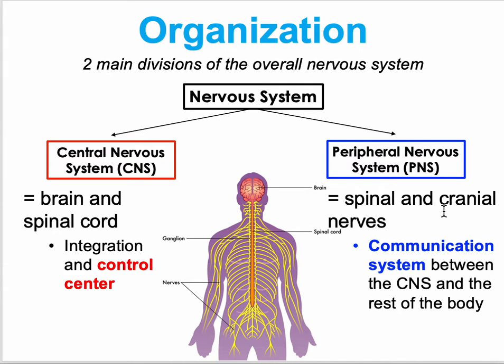The peripheral nervous system is our spinal and cranial nerves, and this is super important for communication between the CNS and the rest of the body. The peripheral nervous system is really what makes the CNS able to have an effect on the rest of the body. Spinal nerves carry impulses to and from the spinal cord, while our cranial nerves carry impulses to and from the brain. So that's the difference between those as well.